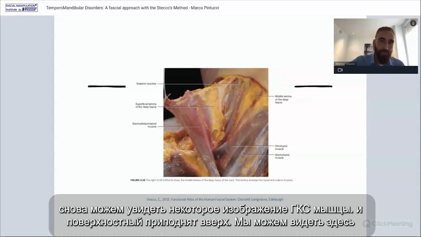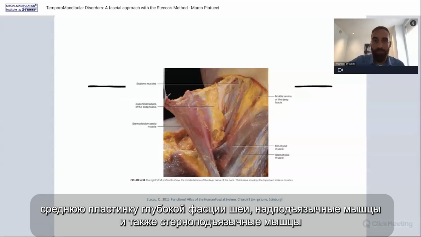Here we can see some images again. Here the sternocleidomastoid muscle and superficial layer are lifted up. We can see the scalene muscle here and the mid lamina of the deep fascia of the neck, the hyoid muscles, and also the sternoid muscles.